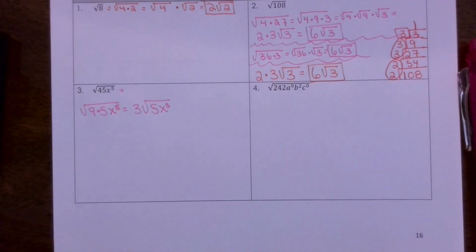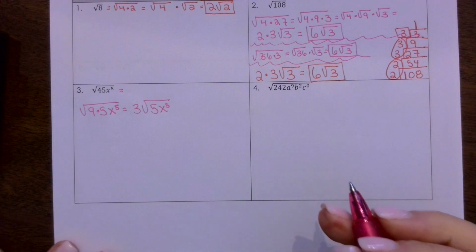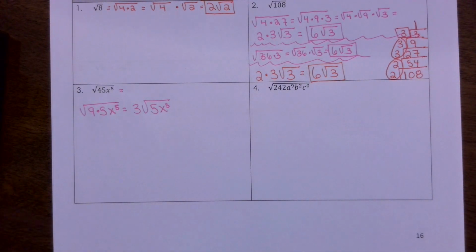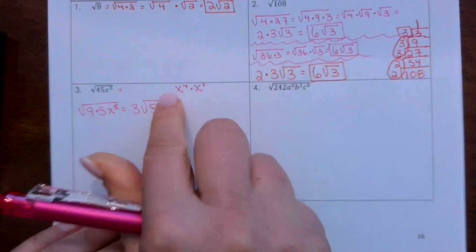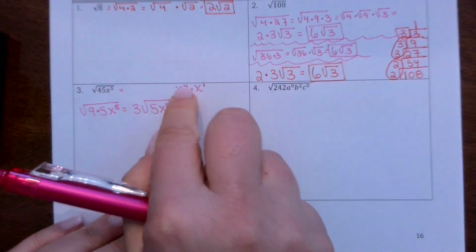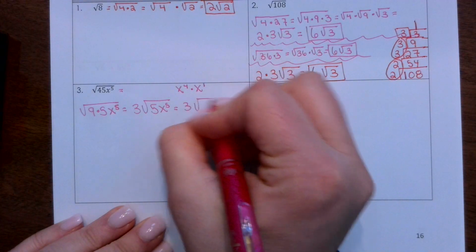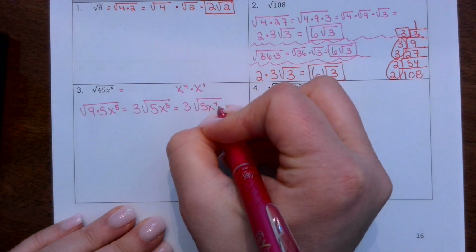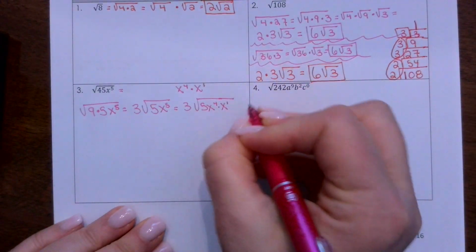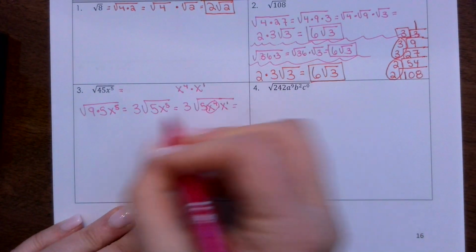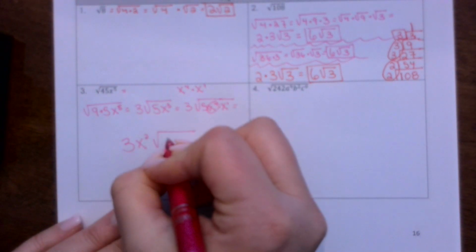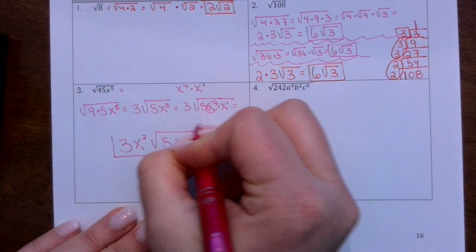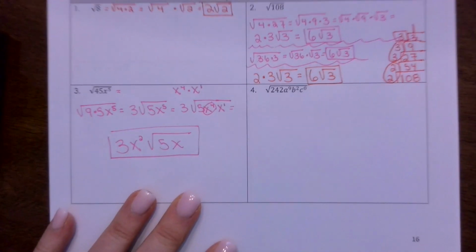How can I break down x to the 5th now? I need an even exponent. Again, I'm going to take my idea that I can add exponents with common bases and go backwards. I know that x to the 4th times x to the 1st will equal x to the 5th. So I'm going to take out that 4th. This is going to be 3, 5, x to the 4th, x to the 1st. And I will take this out by dividing by 2. And I will get 3x squared, 5x. And that is the simplified expression there.